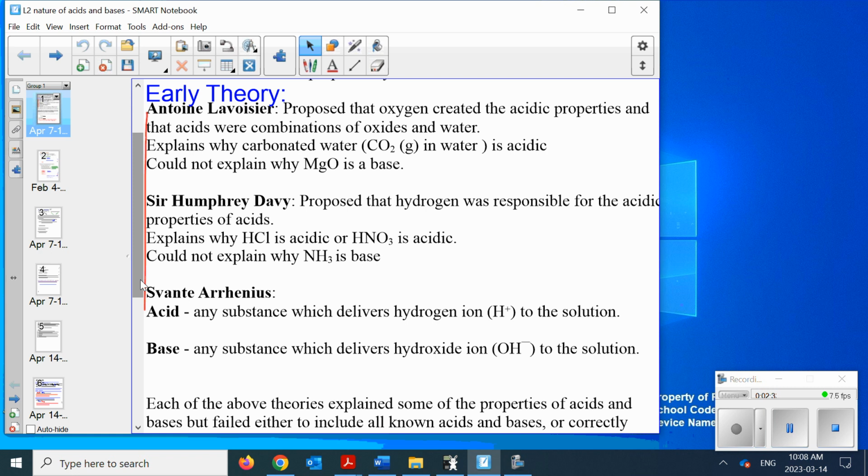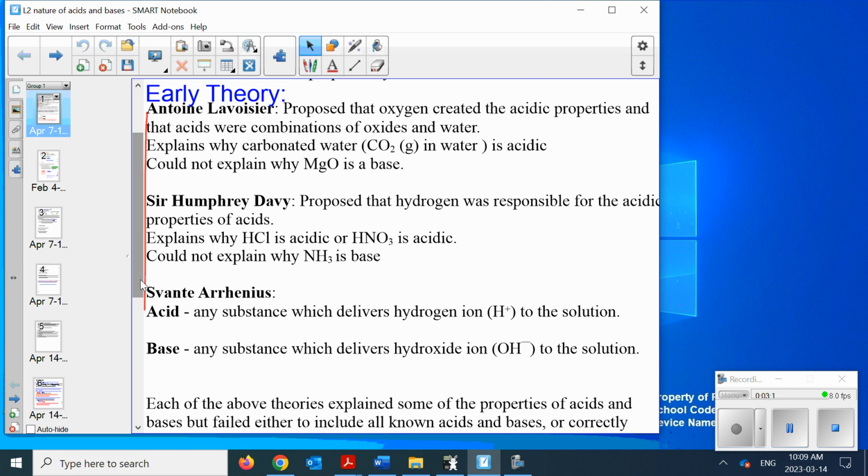Honestly, I do. Anyways, Sir Humphry Davy proposed that hydrogen was responsible for the acidic properties of acids. That explained, and this is something we already said before this unit, if you see an H at the start, other than water, H2O, it's probably an acid: HCl, H2SO4, nitric acid, HNO3. That's sort of what we go by as a simple definition so far. We'll have a better definition. So that explained why HCl is acidic and HNO3, nitric acid, is acidic.